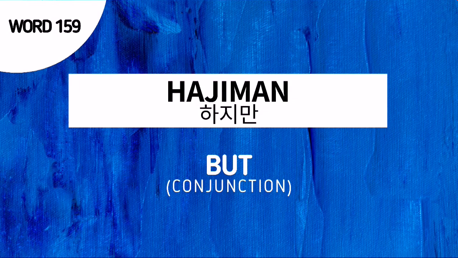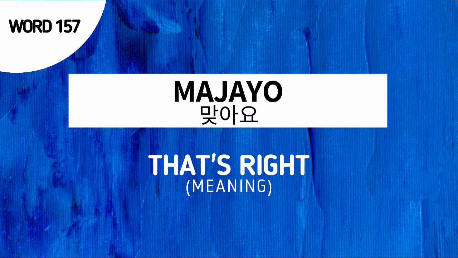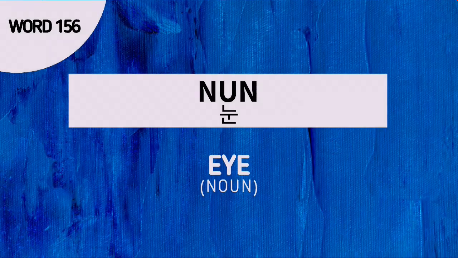Word number 159 is Hajima, which means but, and this is used as a conjunction. Word number 158 is 그리고, which means and or and then, which is used as conjunction. Word number 157 is 맞아요, which means that's right. Word number 156 is nun, and this is the Korean noun for eye or eyes.